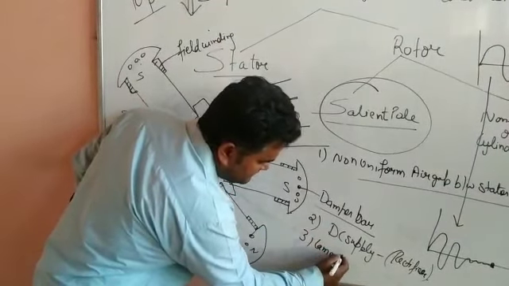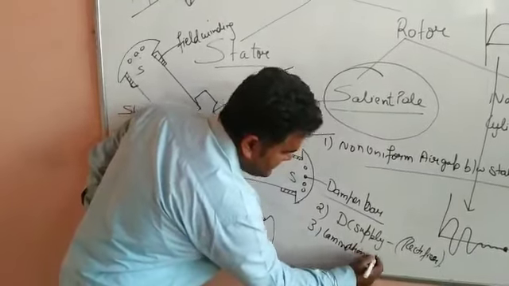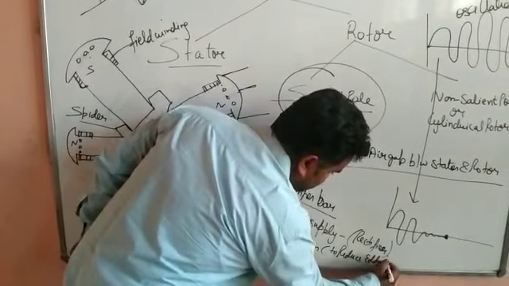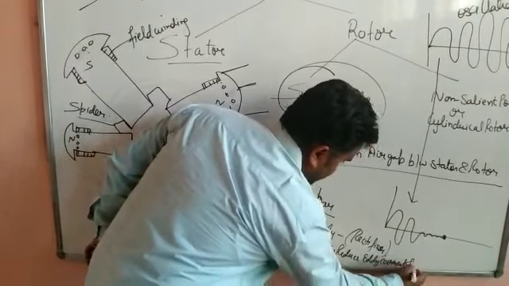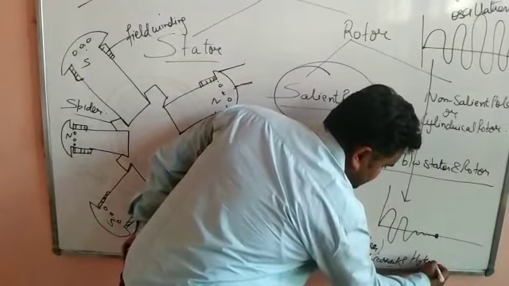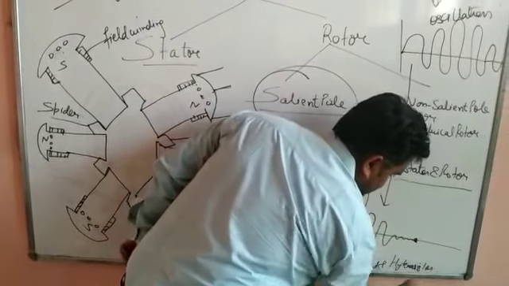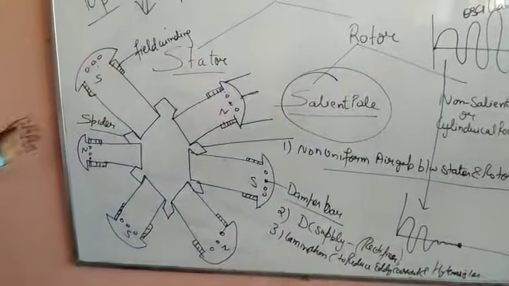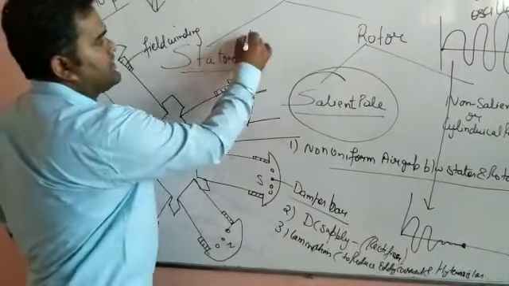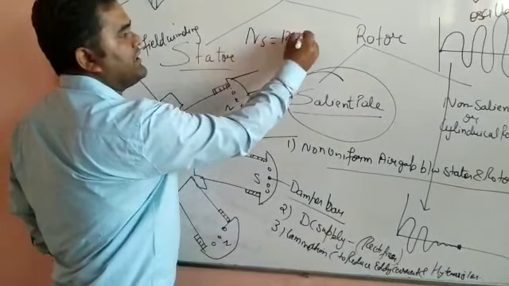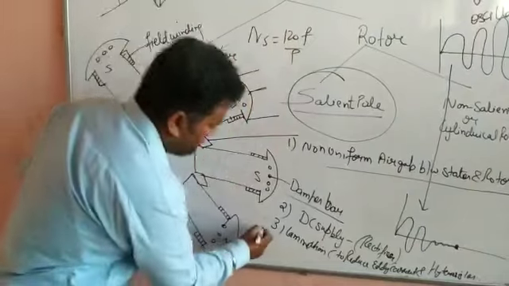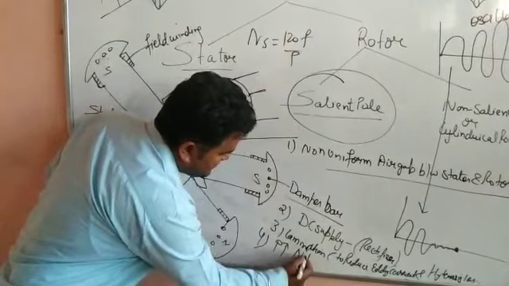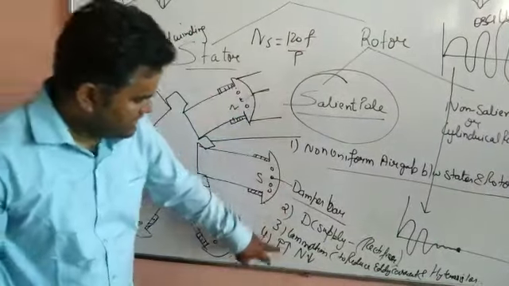Why do we do lamination? To reduce eddy currents and hysteresis loss. Okay. Now, as we can see, the formula for the speed is Ns = 120f/P. Fourth point, as the number of poles is large, hence the speed is less.